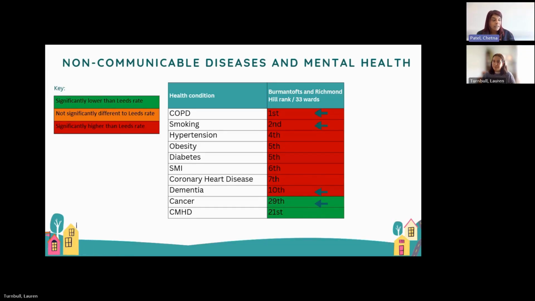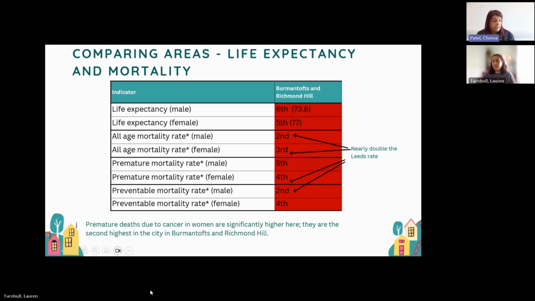And then if we move on to the next slide, we can see here life expectancy. Life expectancy is really about how long people are likely to live. And we can see here again, male and female, that we have differences in terms of how long people live in Leeds compared to Bermontoft and Richmond Hill. We have a difference of 4 years for men and 5 years for women. So again, lower rates.